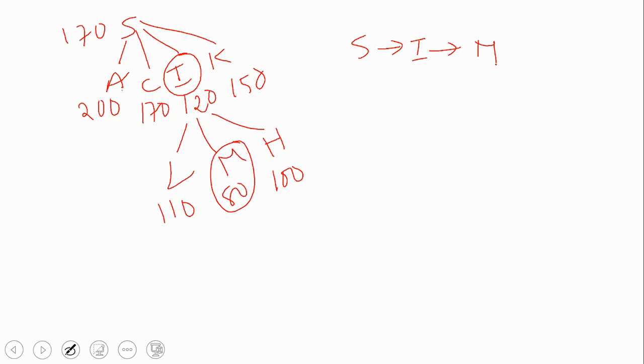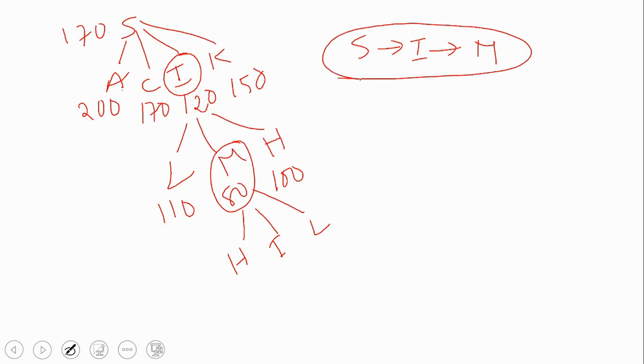Okay, next if you see after M, the nodes connected to M are H, I, and L. So H is having 100, 120, 110. So we are not finding any best node after M. So the algorithm will terminate now. So the hill climbing will move from S to I to M, then it will stop.